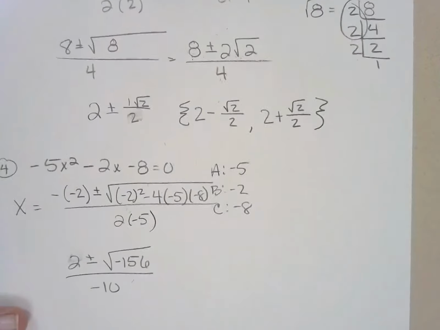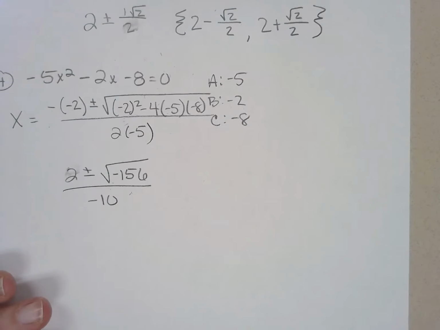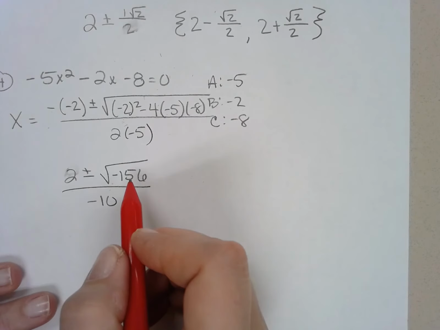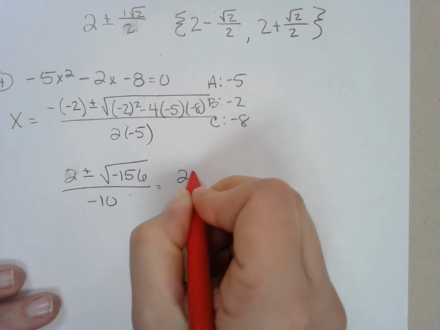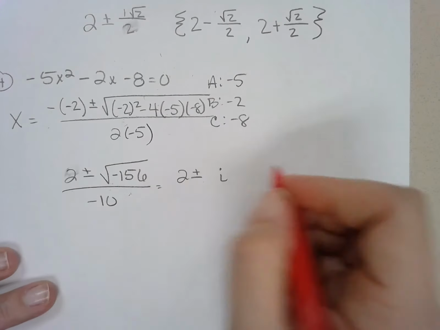All right, so first off, there's a negative inside there. Can't have a negative inside there, so we'll have to take that out. And 156 is not a perfect square, so we're going to have to simplify that. So we're going to say 2 plus or minus. We know we're going to have an i because that negative comes out as an i.